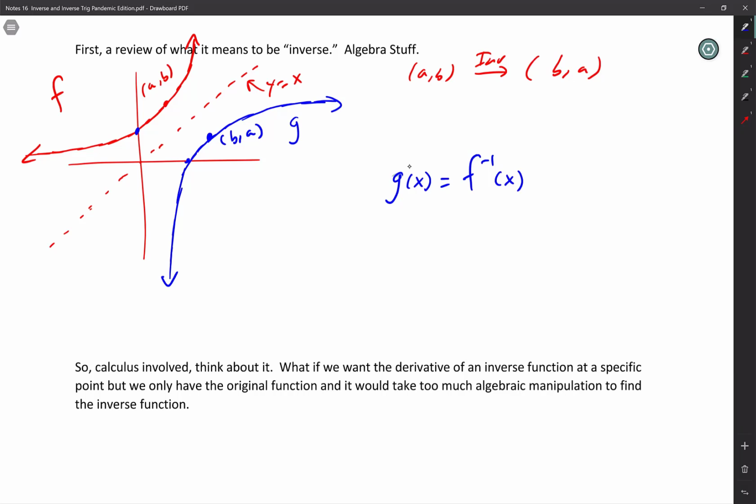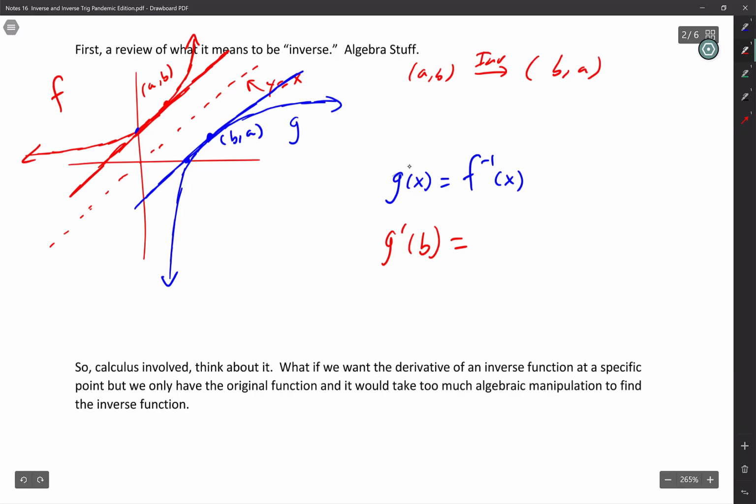So let's say I want the derivative at B. I want to know what that value is going to be. So let's think about it for a little bit, guys. So here's my tangent. It almost looks parallel to the y equals x there, but it's not.